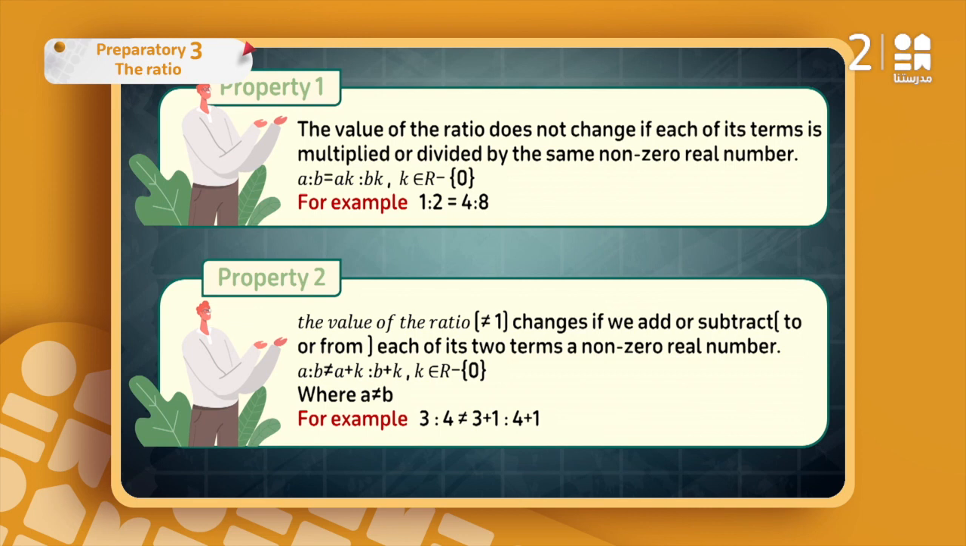يعني لو خدنا example 3 to 4 دي ratio، قررنا نعمل plus 1 لل first term و plus 1 لل second term، هنلاقي الريشيو اتحولت إلى 4 to 5 which is not equal to the original ratio 3 to 4، يعني مش بتطلع نفس الإجابة. طيب now let's see example number 1، وده من الأمثلة المهمة جدا في درسنا النهاردة.